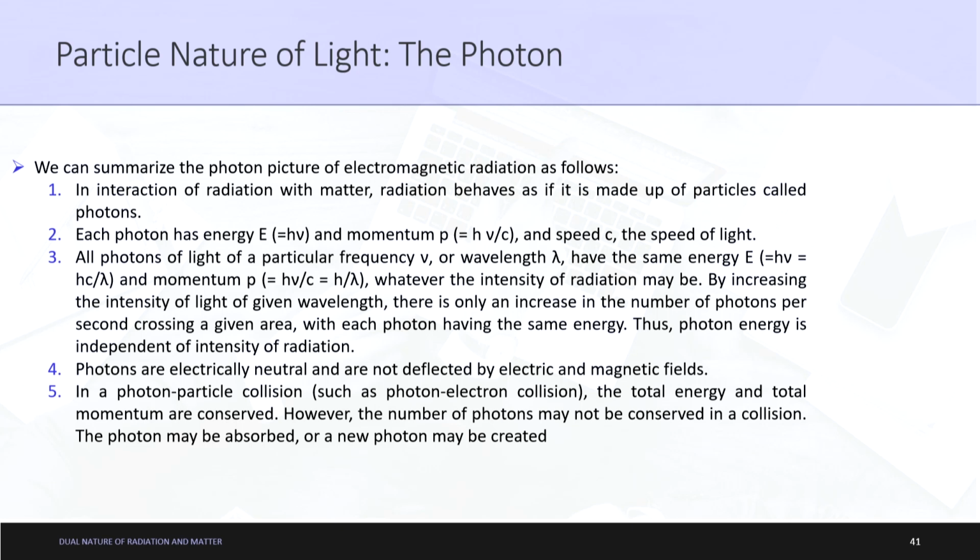Okay, so let's summarize the photon picture of electromagnetic radiation as follows. The first thing says that in interaction of radiation with matter, radiation behaves as if it is made up of particles called photons. So these are basically ideologies which we try to make so that we can understand the photoelectric effect. So first of all, we are understanding this radiation as discrete particles which are being called photons.